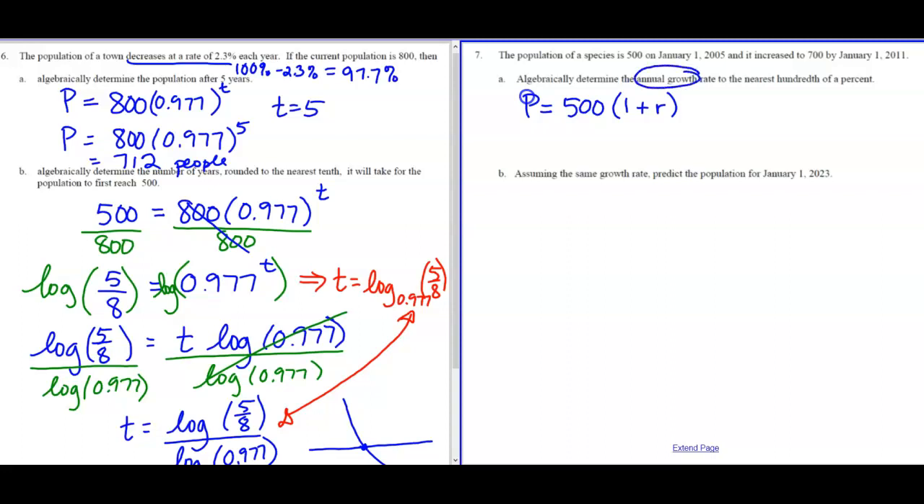Annual growth rate means T is going to be in years, and years since 2005. Otherwise, if you just do T as the year number, 2005, those are big values in there, right? Okay, so now we know that it's going to be 700 after 6 years.